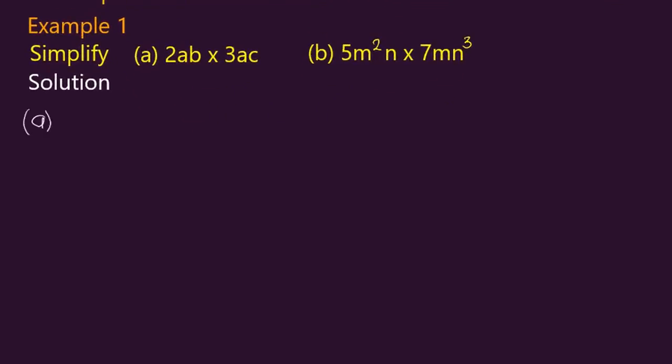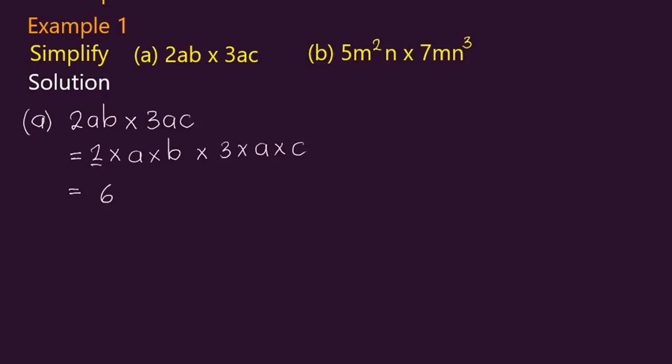On part A we have 2ab multiplied by 3ac. Alright, so this can be written as, if you have 2ab, this is 2 multiplied by a multiplied by b, and if you have 3ac, that's 3 multiplied by a multiplied by c. So what we do right here is we can multiply the numbers first, 2 and 3, and we get 6, right? And we multiply the terms in a, so we have a multiplied by a, so these are two a's multiplying each other, so we get a squared.